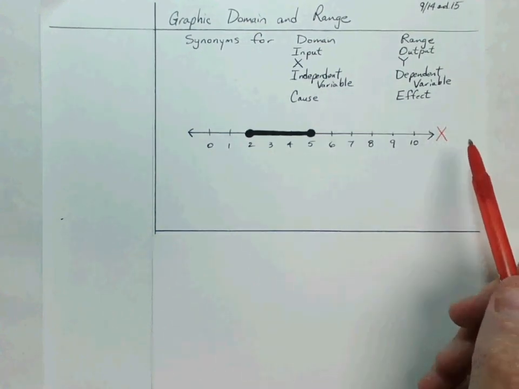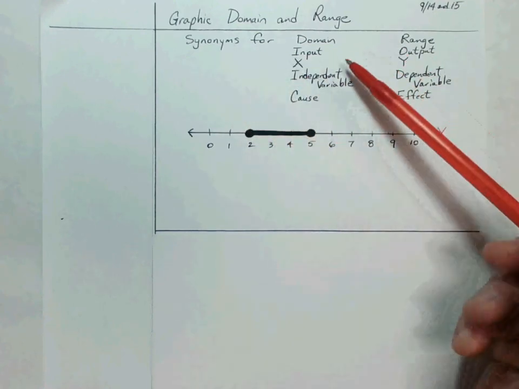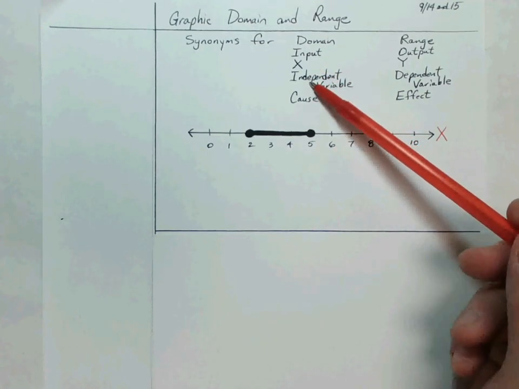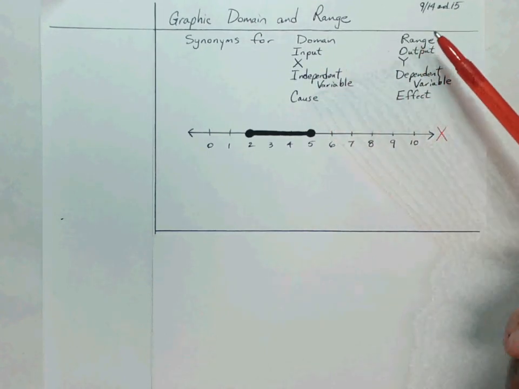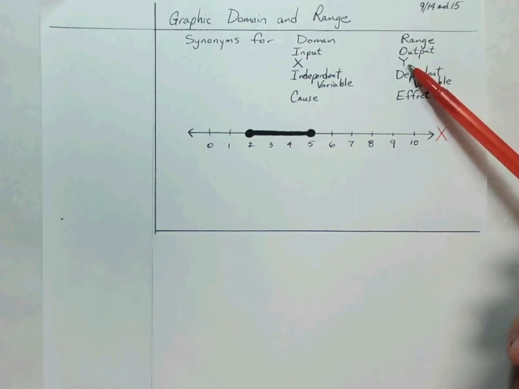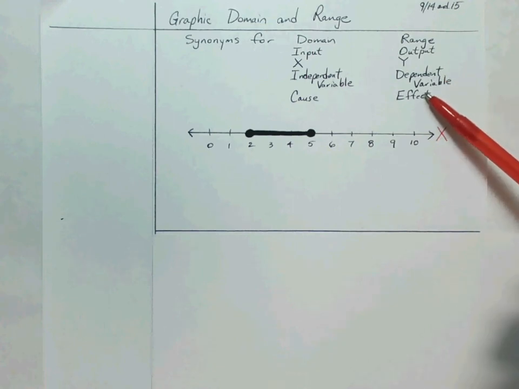Okay? And as we go through this lesson, we need to make sure that we remember our synonyms for domain. That would be input, the x variable, which is the independent variable, and that is the cause, and the same thing for the range. We need to know that's the output, the y variable, the dependent variable, and the effect.